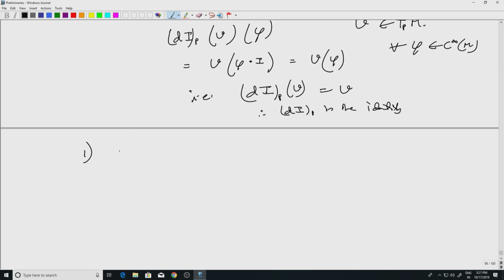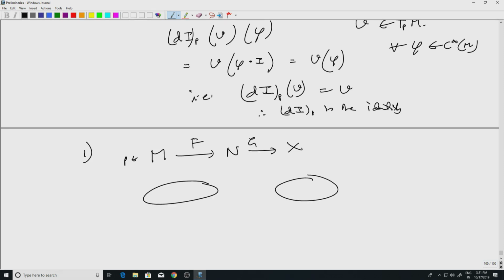So now one is the chain rule. First, let's see that composition of smooth maps is smooth. So I have an F here and a G here, and I have a point P here. Now, according to our definition of smooth maps, I have three spaces, M, N, and X. So let's start with a point P here.